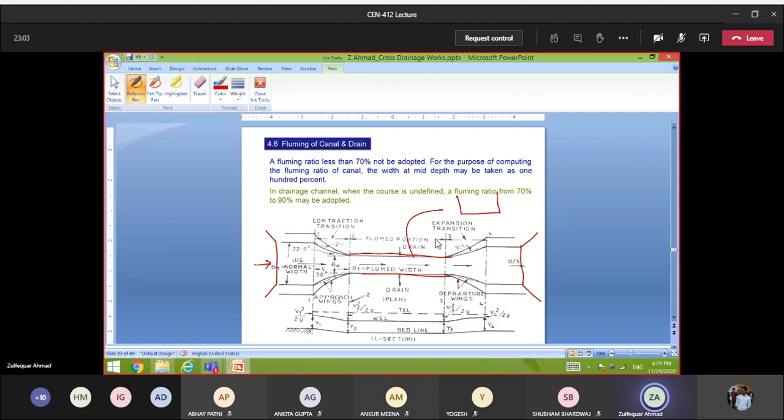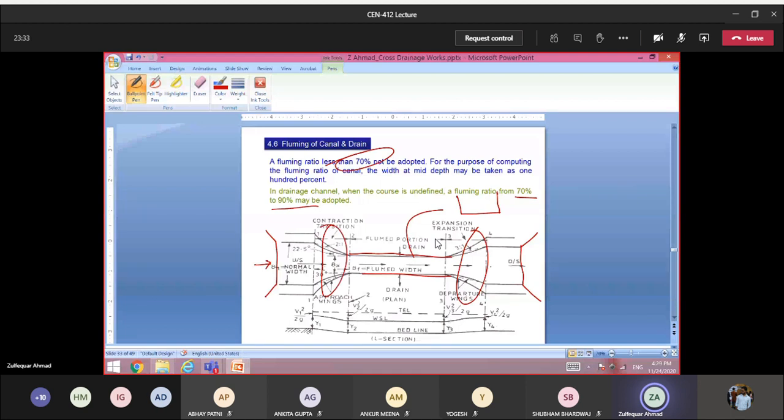not less than 70%. It is written here, not less than 70%. However, in the case of the drainage channel, when the course is undefined, a fluming of 70 to 90% may be adopted, that is for the drain. But here not less than 70%. Stream, and the transition that is being provided in the upstream.